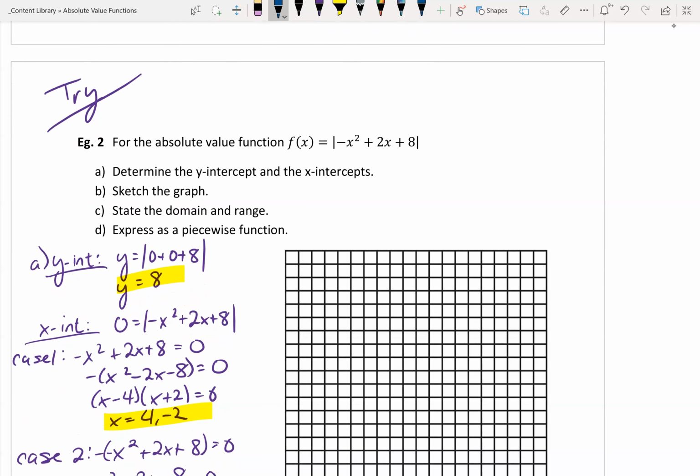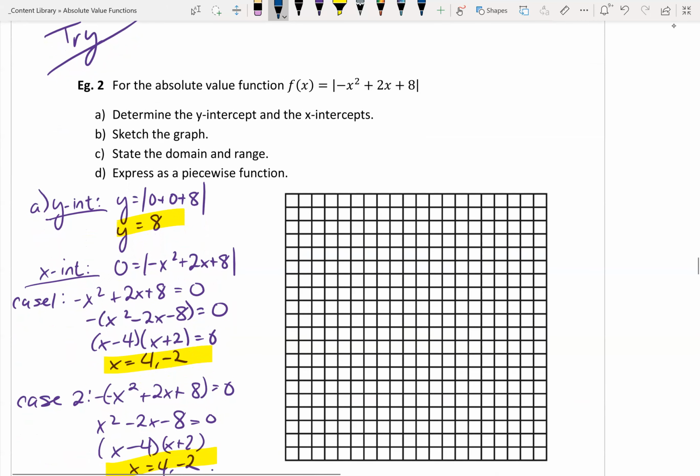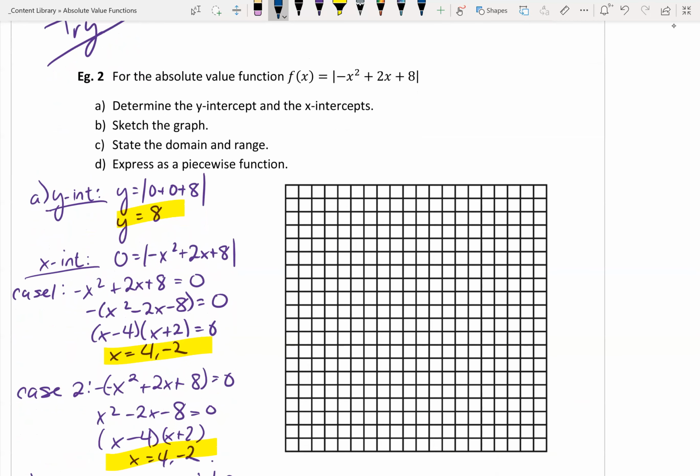So for your y-intercept, we are just going to set x equal to 0. That would be 0 plus 0 plus 8 in the absolute value. The absolute value of 8 is 8, so that is 1 point we have so far. Then we're going to find the x-intercept, and there are 2 cases according to the definition.